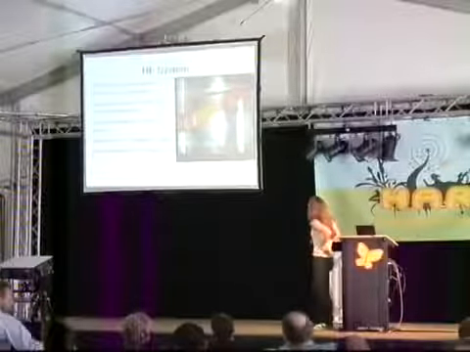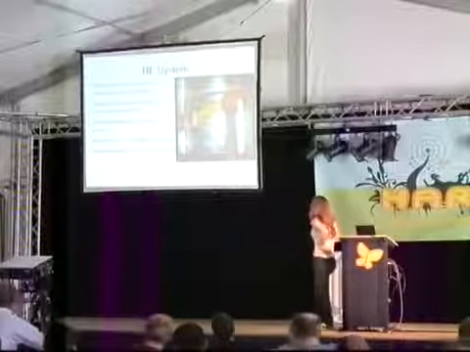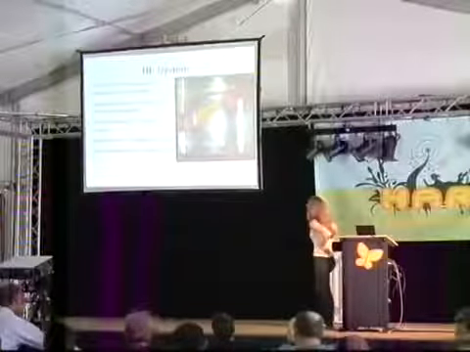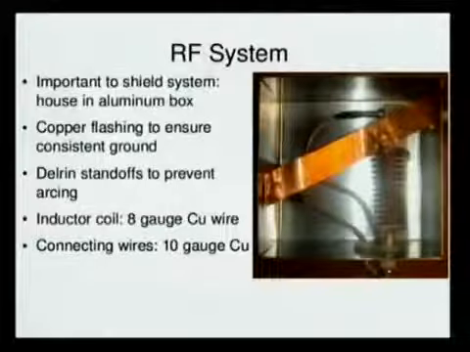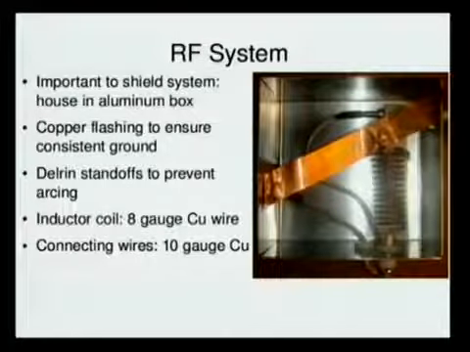You need to shield your RF system to keep it from stray pulses that might be coming in. So just housing it in something like an aluminum sheet box is enough for that. You need to ensure a consistent ground. So if you braze on copper flashing to connect your inductor coil to your system capacitor to your ground, that'll be good. Delrin standoffs to prevent arcing.